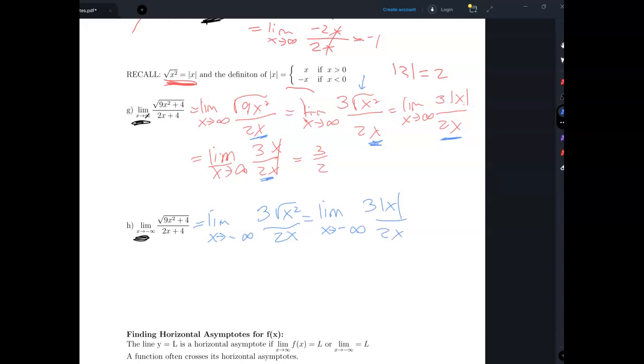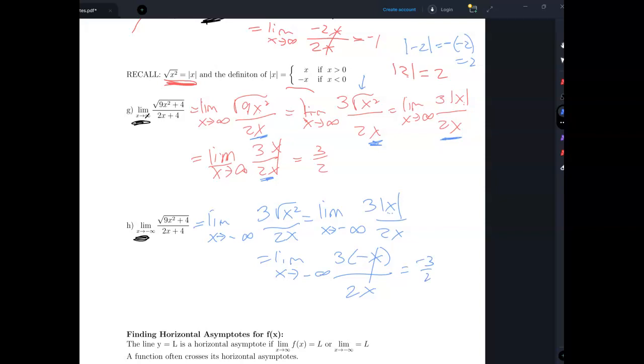Okay, this is where it's a little bit tricky. I'm going to be taking the absolute value of a negative number. And what the absolute value rule says is to take the opposite of the negative number. So there's a negative number in there, so I'm going to take the opposite of that negative number, and that's going to make it positive. And then I have over 2x. I can cancel the x's. So I get negative 3/2.